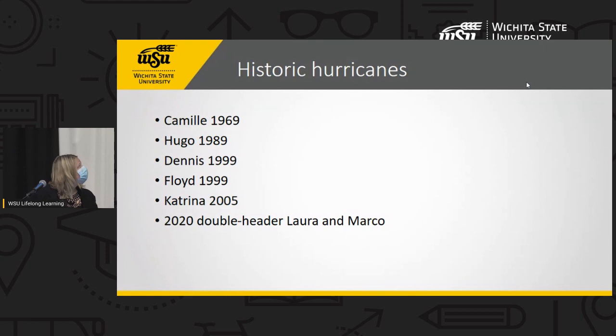Okay, so we'll look at a few historic hurricanes, and then we're also going to look at the doubleheader that could possibly be hitting the Gulf Coast within a day or two.